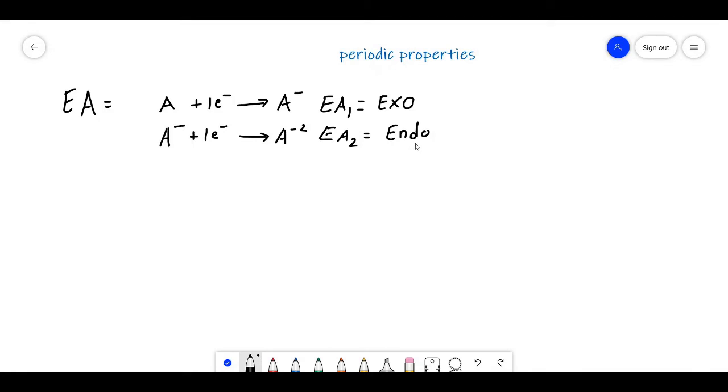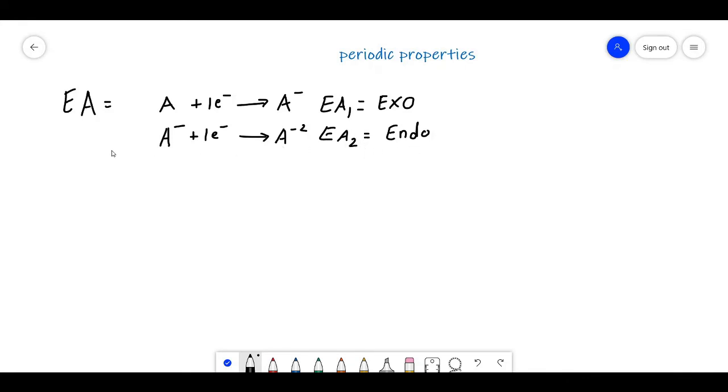The reason behind this is, when you are adding the first electron, the atom is ready to take that electron. When you are adding the second electron, the already occupied first electron will repel the coming electron. So when it is repelling, we have to give some more energy to that. That is why electron affinity 2 is an endothermic process.